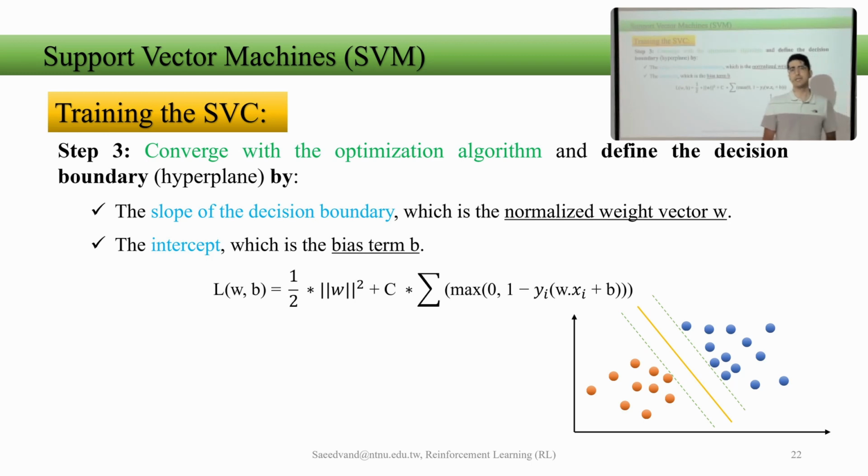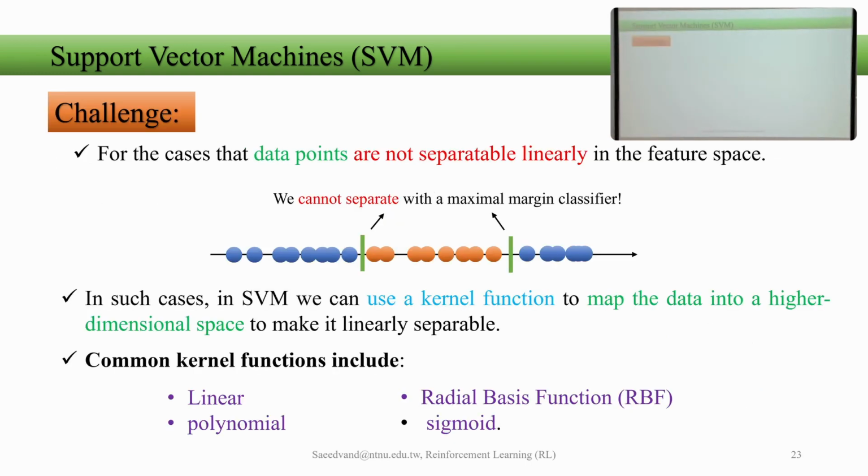Now the question is, okay, is everything this simple? The data are very clearly on the left side and right side, everything linear, and you can put the line over there? Of course it is not. In some problems, data points are not separated linearly, of course.